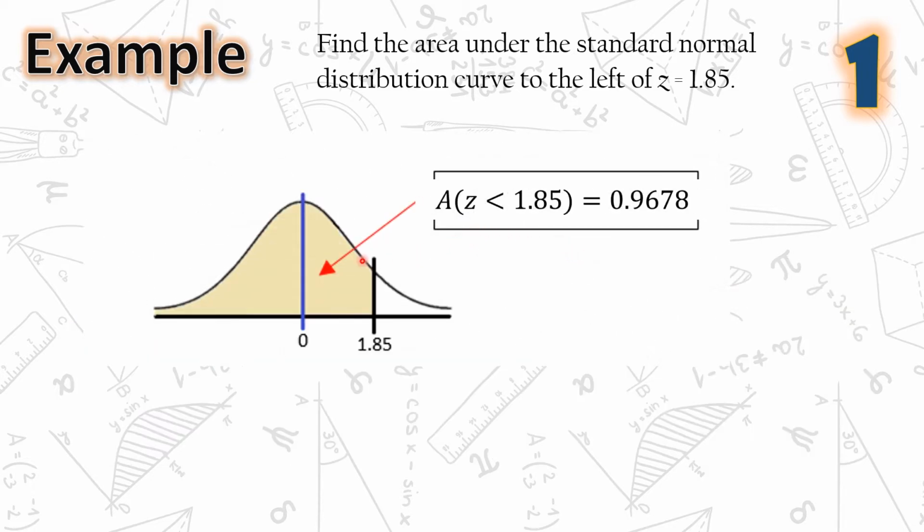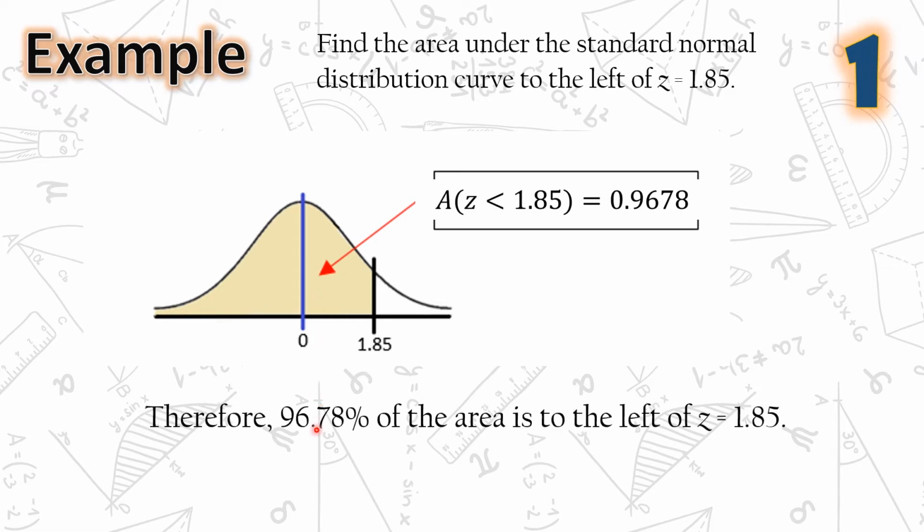So the area to the left of z equals 1.85 is 0.9678, or we say 96.78% of the area is to the left of z equals 1.85.